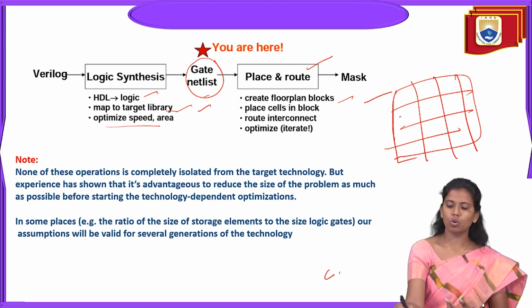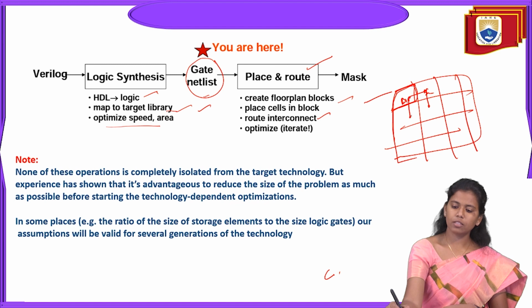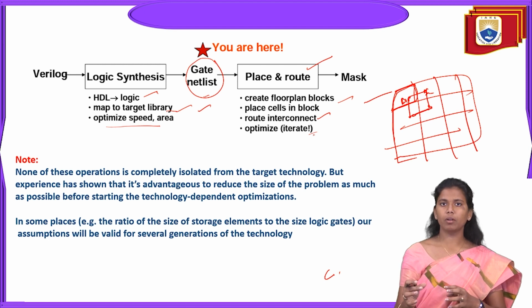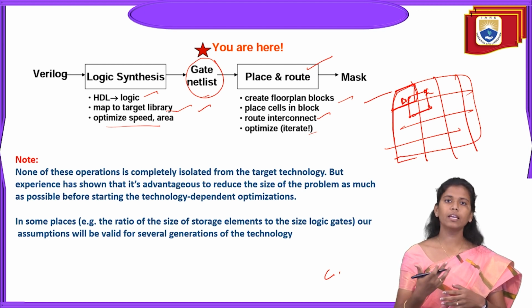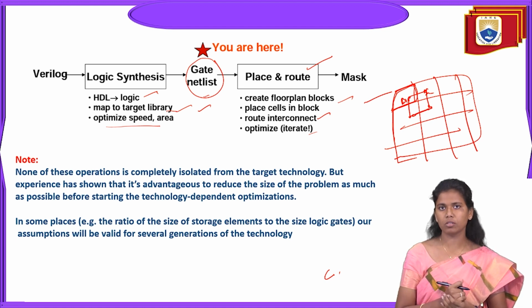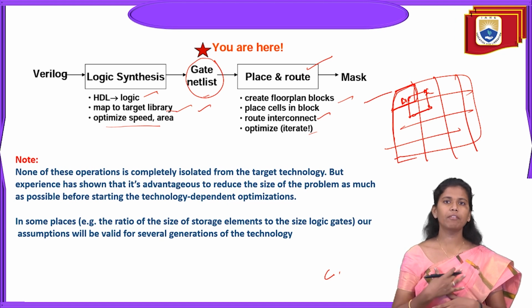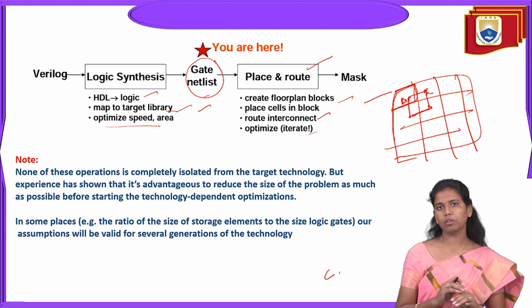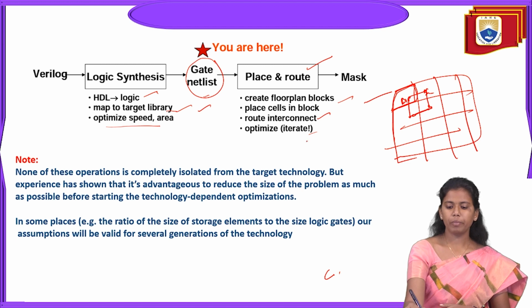And place cells in blocks. After segregating, place the modules in different blocks. Then route interconnect, which means for connecting purposes, you must connect all the blocks. Then optimize and iterate. That means after connection, you have to see whether there is any complexity. If you find any complexity, there is a chance of reducing the blocks. Being a designer in Verilog, we have the freedom to reduce the size by not considering some gates. This is how placing and routing takes place.